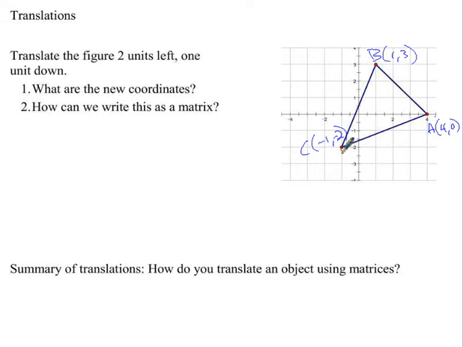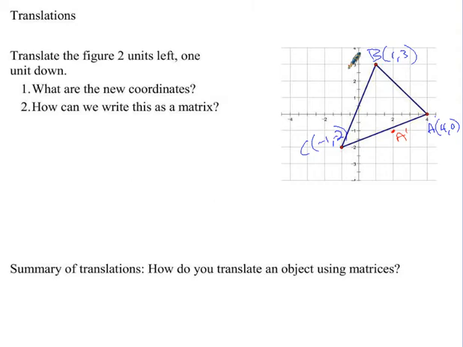All right, now I'm going to change colors, and I'm going to place each of these new points. And how do we label a new point that we've transformed? With a prime, right? We call that a prime. So we want to go 2 units left, 1 unit down. So from A, I go 2 units left, 1 unit down. Here I am. I'm going to call that A prime.